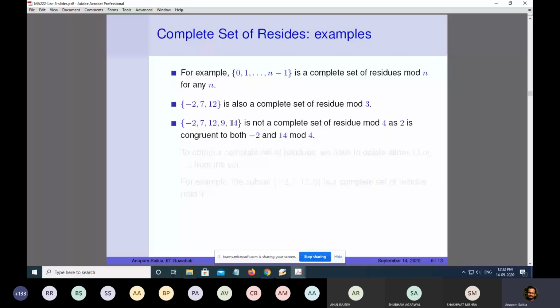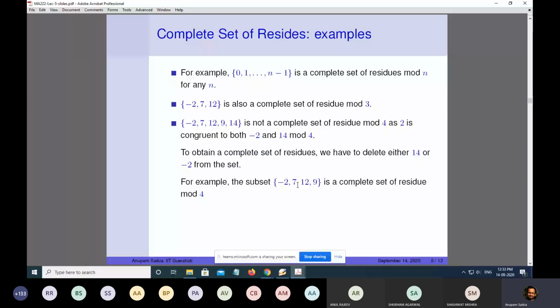So for example, if I take 22, 22 is congruent to 14 mod 4 and 22 is congruent to minus 2 mod 4. So 22 is congruent to two of them. That is one way to see it. Another way to see is that there is a redundancy, that this itself is congruent to this. If we leave this out, then I'll get a complete set of residues. For example, this one should be a complete set of residues because this will represent remainder 0, remainder 1, remainder 3, remainder 2.